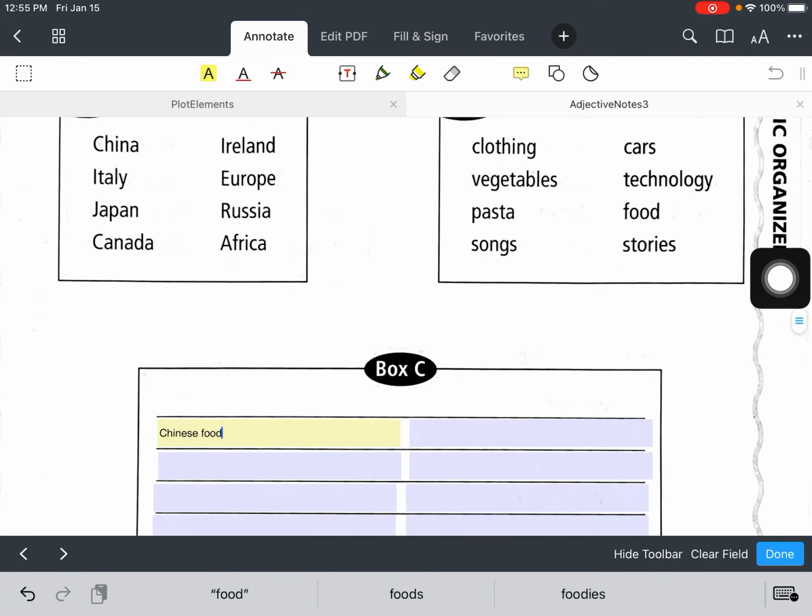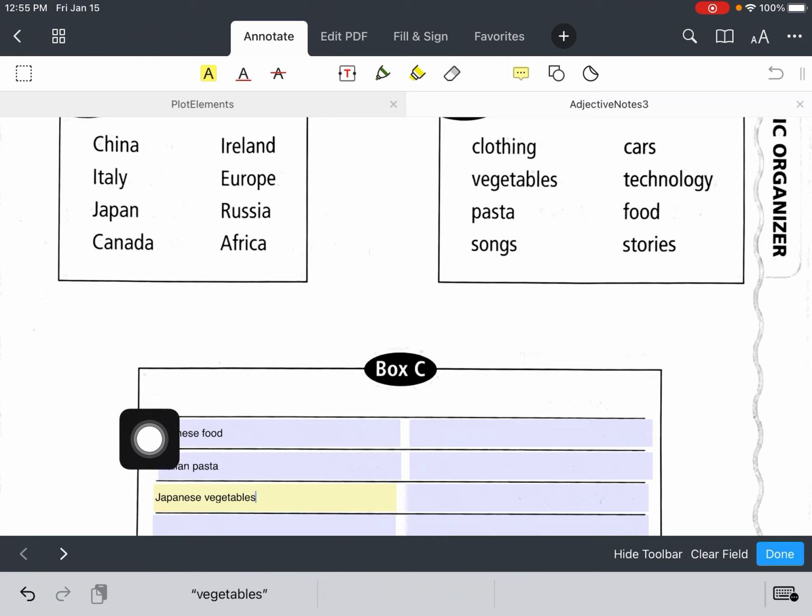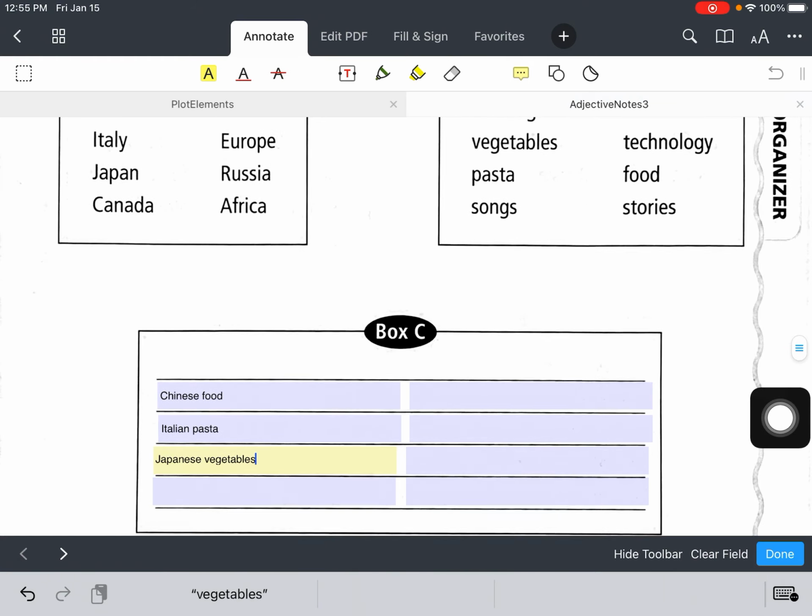Now the next one is Italy. Italy becomes Italian. So Italian pasta. Next we have Japan, and Japan becomes Japanese. And again, all of these must be capitalized. So I'm going to say Japanese vegetables. So Japanese would describe the vegetables just as Italian would describe the pasta and Chinese would describe the food. So these are proper adjectives.